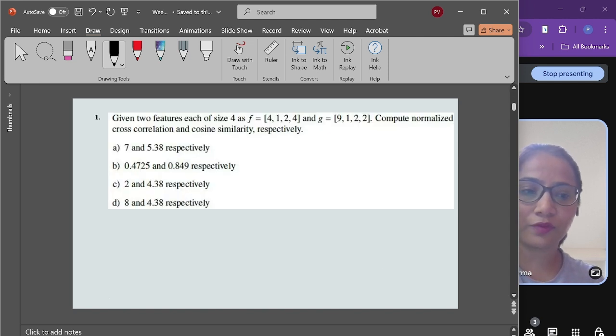The first question is, given two features, each of size 4, f is given as 4, 1, 2, 4 and g is given as 9, 1, 2, 2. Compute the normalized cross correlation and cosine similarity respectively. So how can we calculate this?